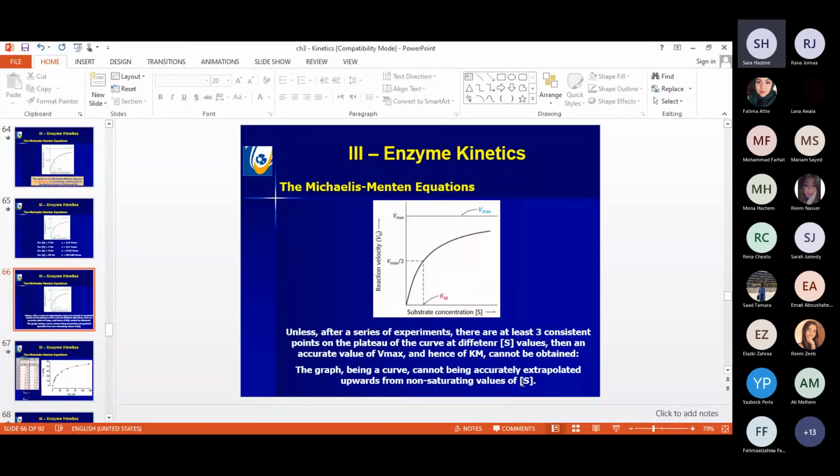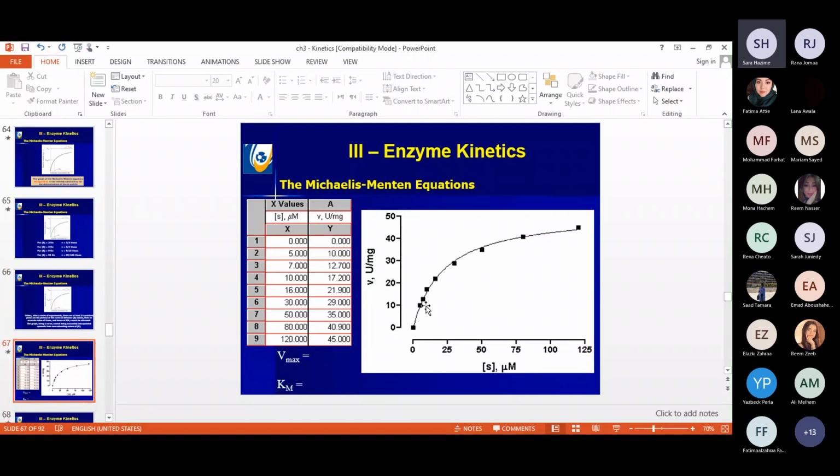So I repeat, unless after a series of experiments you have at least 3 consistent points at this plateau where V0 is constant for 3 different substrate concentrations, you will not be able to consider this velocity as Vmax. Okay? So we cannot draw a plot, say the highest point is Vmax, and take Vmax over 2 to get Km.